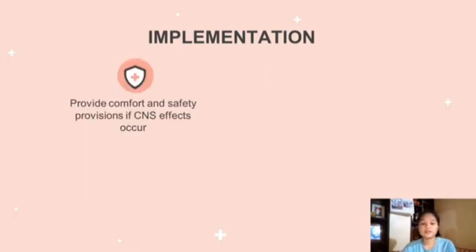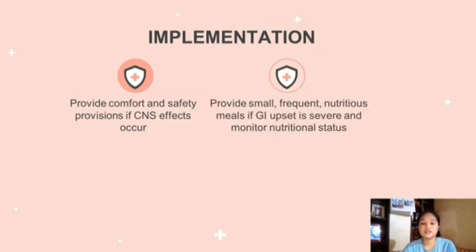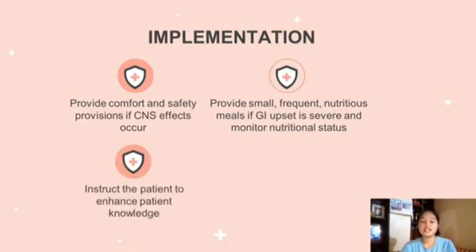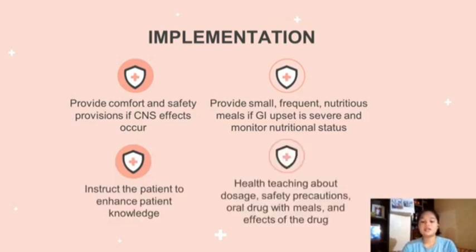We also need to provide comfort and safety provisions if CNS effects occur to protect the patient from injury, and provide small, frequent nutritious meals if GI upset is severe, and we also need to monitor the nutritional status. We also need to instruct the patient to enhance knowledge and promote compliance, and give health teaching about the dosage, safety precautions, taking oral drugs with meals, and the effects of the drugs.